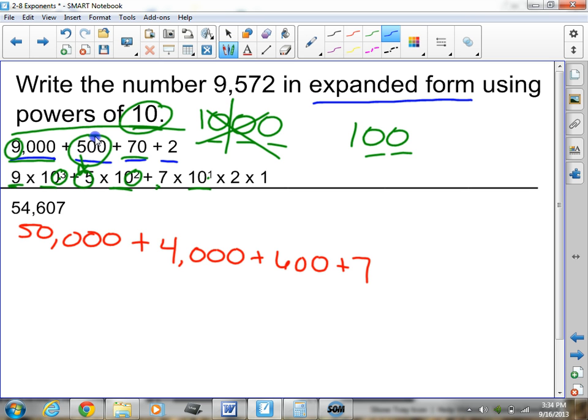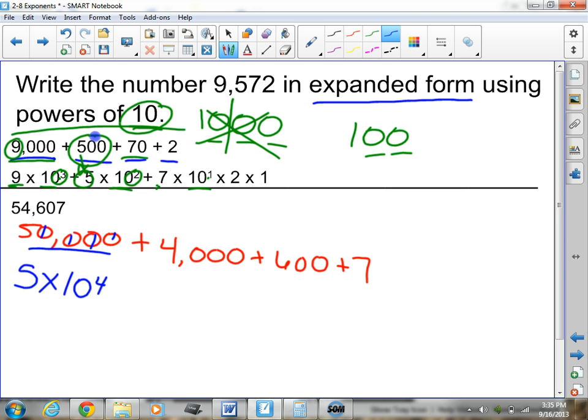So my first number is 50,000. So again, I'm going to keep the 5. 5 times 10 to the what power? I know in 50,000 there are 1, 2, 3, 4 zeros.